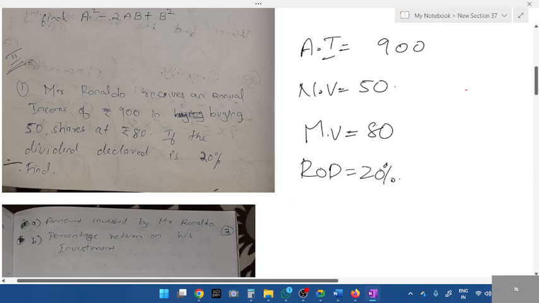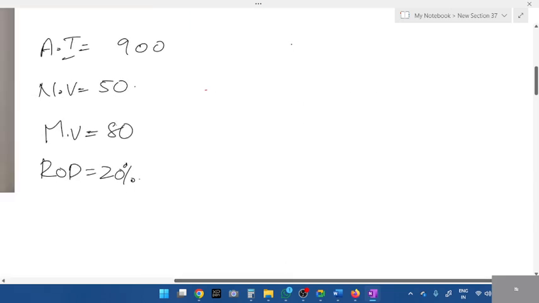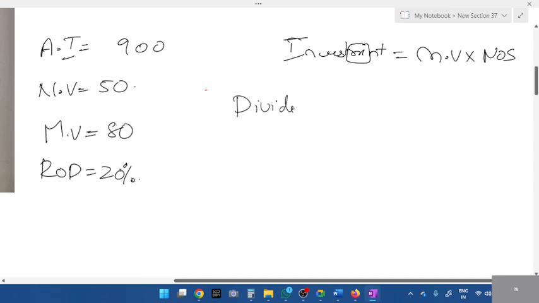What are the two things you have to find? Amount invested. If it is invested, what you have to find? Investment. In investment, there is M. What you have to multiply? Market value, number of shares, investment. Fine. But to find investment, only market value is given. Number of shares is not given, right? What's the other way to find investment? Number of shares? Okay, dividend or annual income. Can we use that?